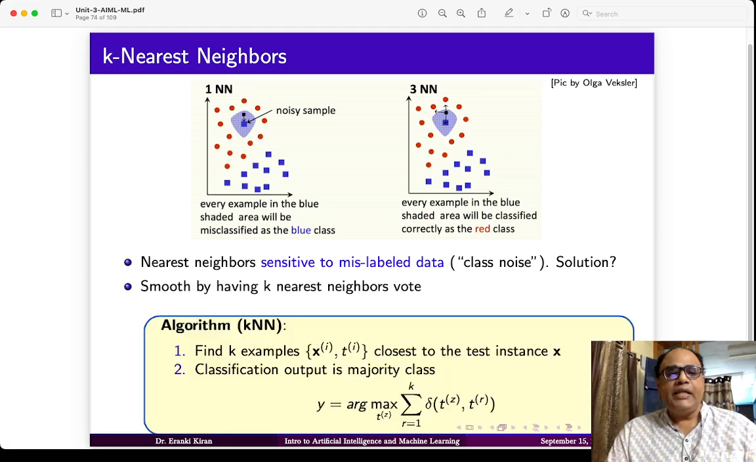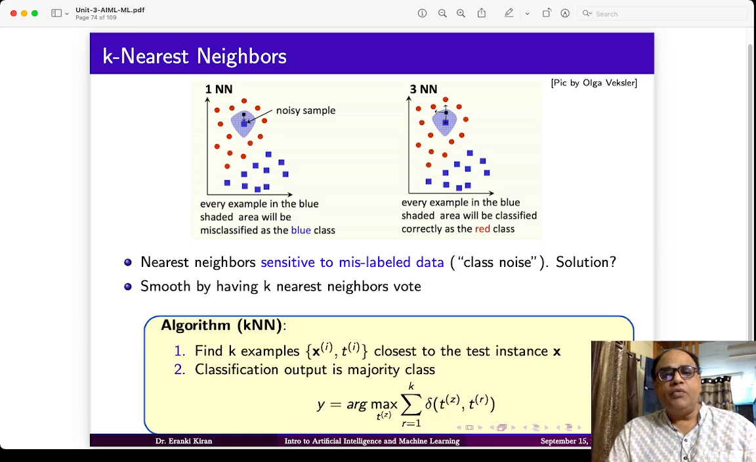So find k examples closest to the test instance. The classification output is the majority class. So here we consider the argmax. We do not just consider one single data point to identify the proximity of the data points. Rather, we collect the proximity information from the closest data points to the target data point that we are trying to combine and consider as a nearest neighbor.